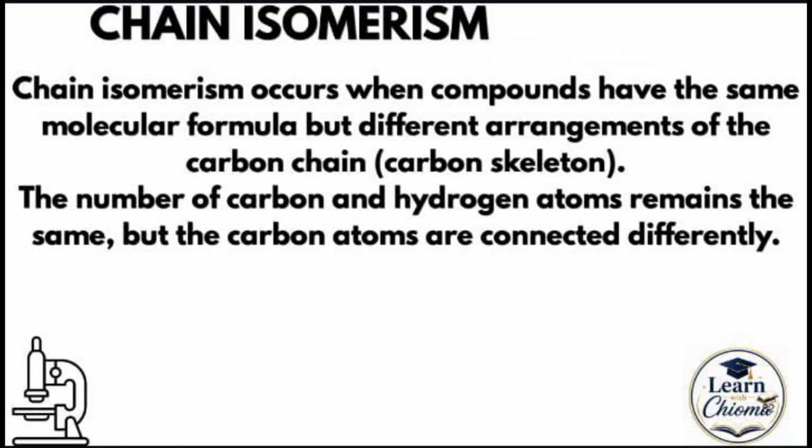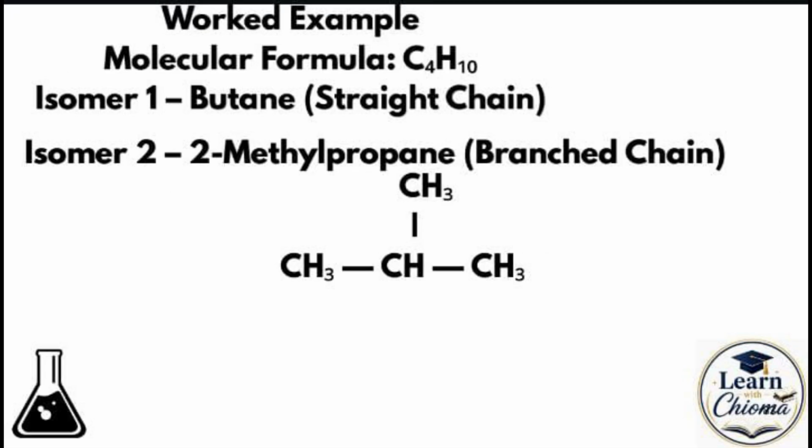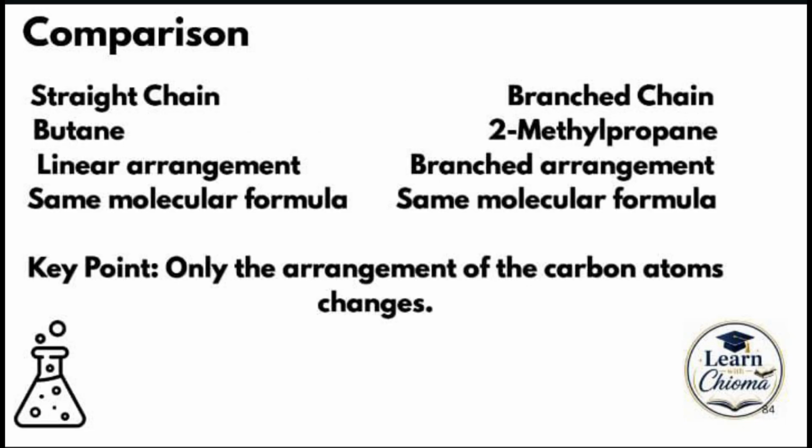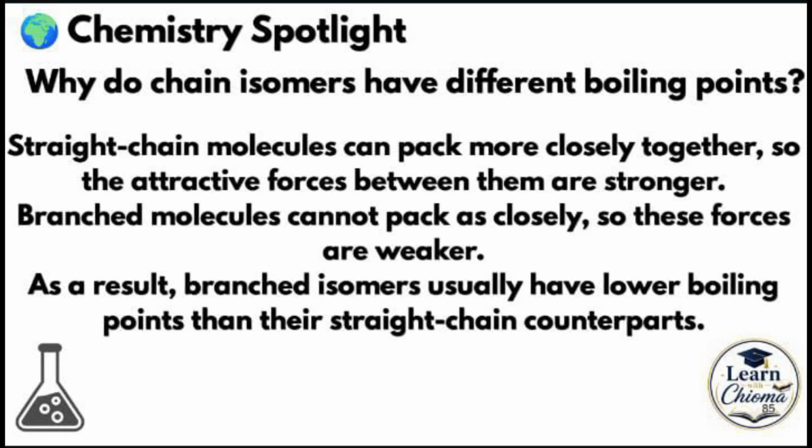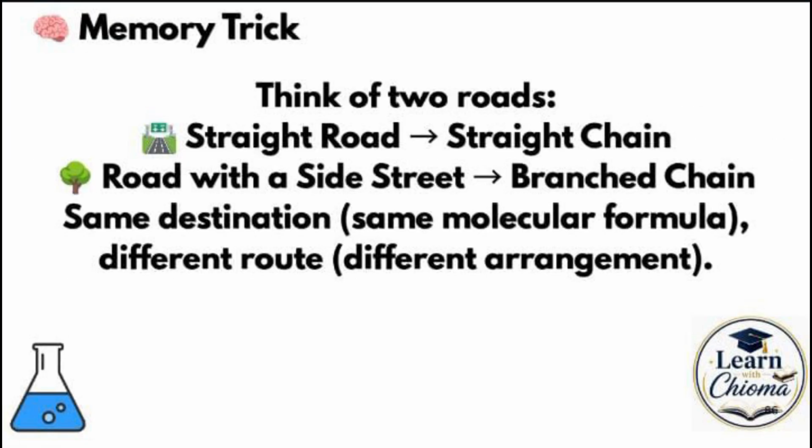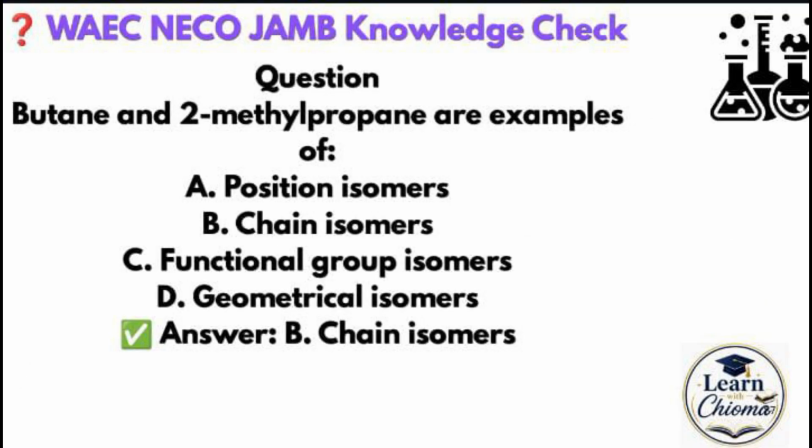Let's begin with the simplest type, chain isomerism. We'll learn how the same molecular formula can produce different carbon skeletons. Changing the carbon skeleton gives us chain isomers. But what if the carbon chain stays the same and only the position of a double bond or functional group changes? That leads us to another important type of isomerism known as position isomerism.